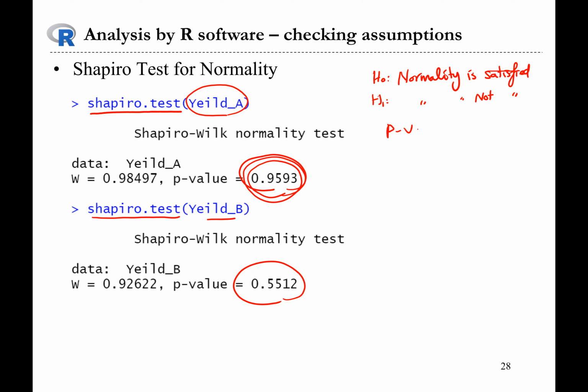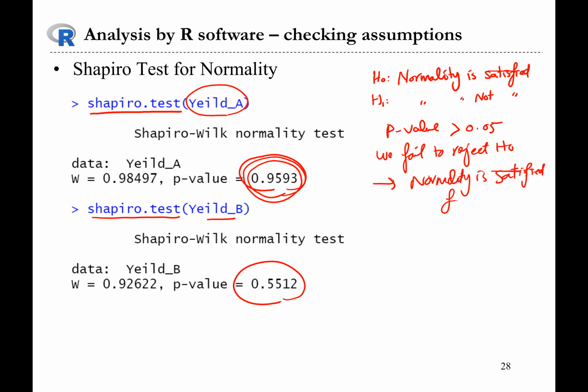My p-value is 0.95, greater than 5%. So we fail to reject H0. It means normality is satisfied for group A, for the data of the fertilizer A.